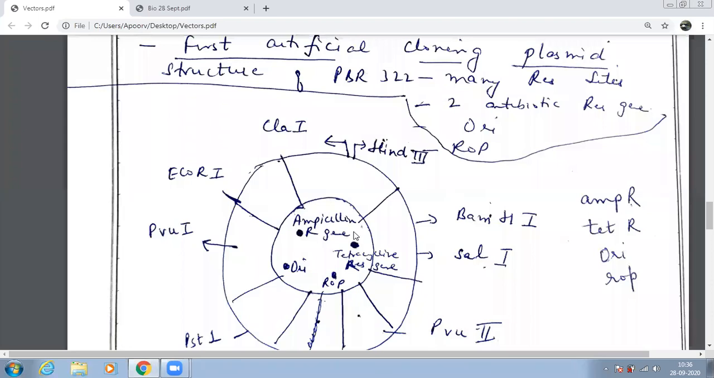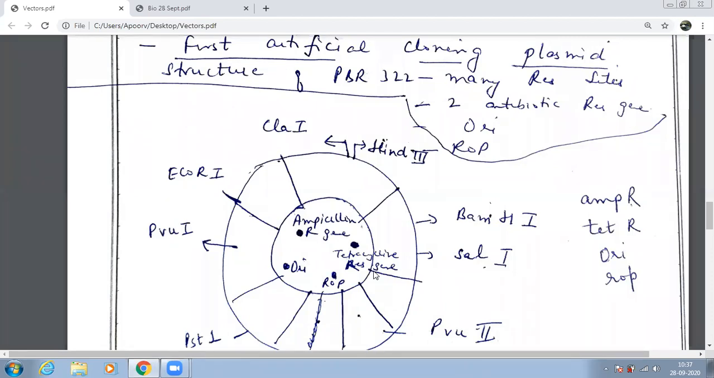And in this small circle, you have to make 4 things. What are the 4 things? Listen carefully. The 2 resistant genes, which genes, beta? Ampicillin resistant gene and tetracycline resistant gene. When we start drawing, first we will make a big circle. Inside the big circle, we'll make a small circle. Inside the small circle, we'll write 4 things.